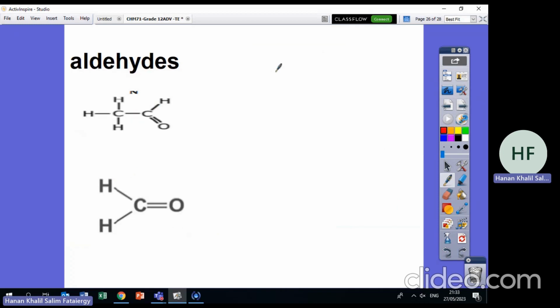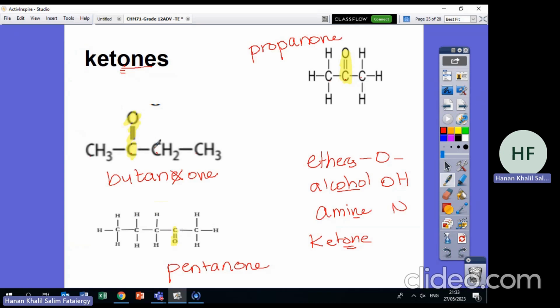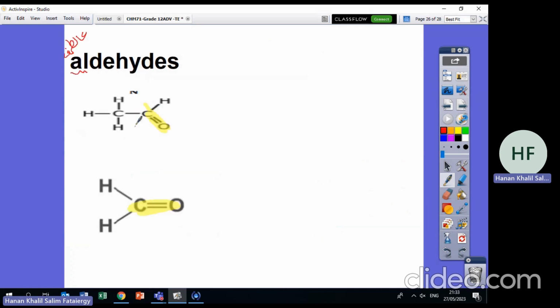Now aldehydes. Aldehydes بيشبهوا الكيتونز in that they have C double bond O. اوكي بس هون السي دبل بوند او وين؟ تذكروا على الطرف. بالكيتون الدبل بوند او بنص التشين يعني عندنا من الرايت كربون ومن الليفت كربون. بالالديهايد we also have C double bond O بس على الطرف يعني at the end of the chain.